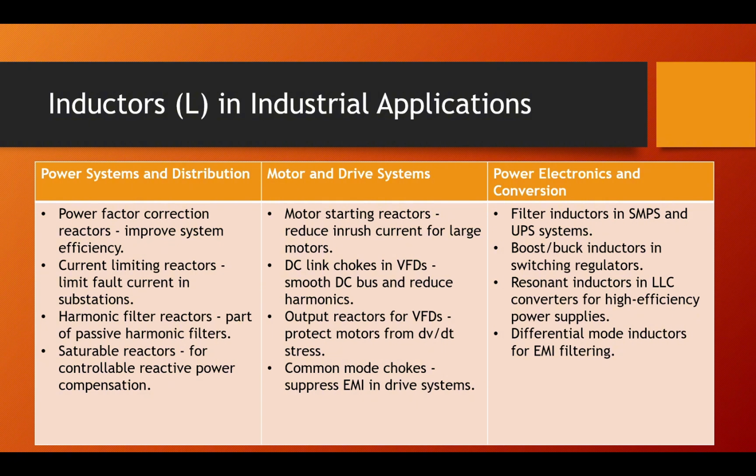auto or drive systems, mainly to drive a machine, which in this case is a motor. We use it to reduce the inrush current for large motors. Also, we use it as DC link chokes in VFDs to smoothen the DC bus and reduce harmonics.